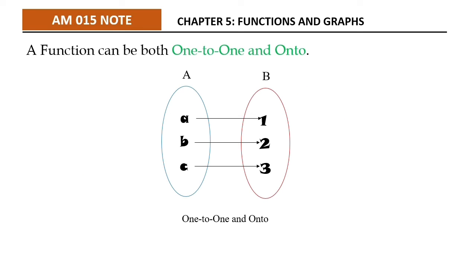A function can be both one-to-one and onto. So for every element in B, there is an element in A that is connected to it: A to 1, B to 2, C to 3. And it is onto when all elements in B are used.